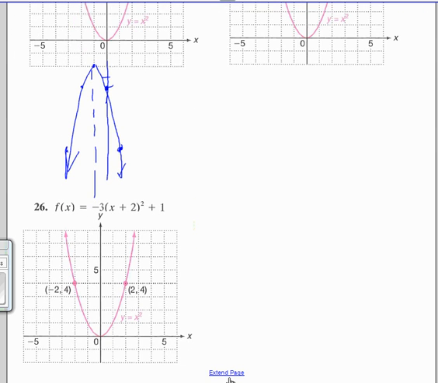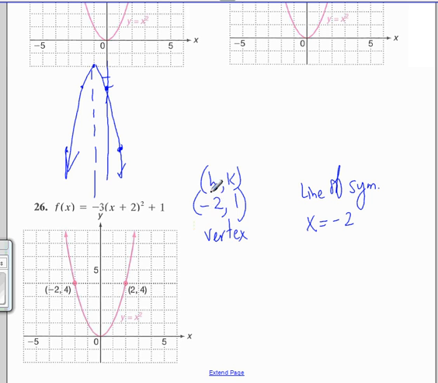Okay, let's take a look at number 26. The vertex is at -2, the opposite of this value, and 1. That's our h comma k. That's our vertex. Line of symmetry or axis of symmetry, they're both the same. They mean the same thing. Is at x equals -2, x equals h. And it's reflected on the x-axis because of this negative. And there's a vertical stretch by a factor of 3.